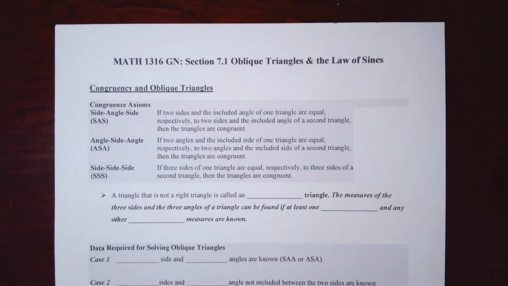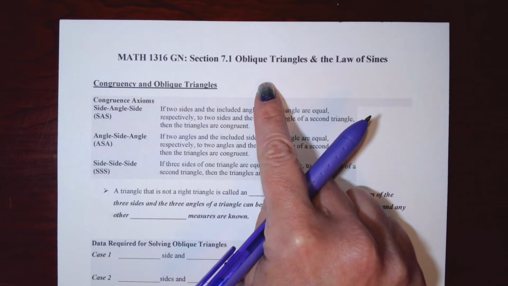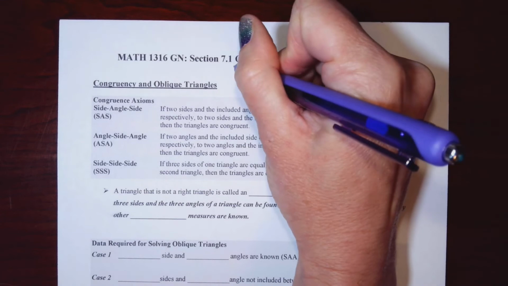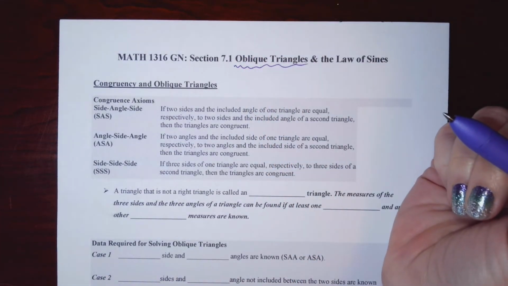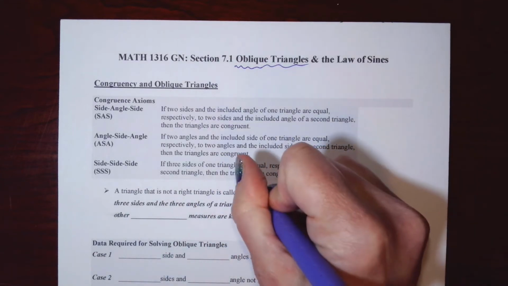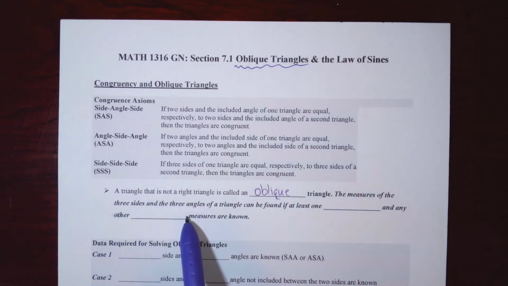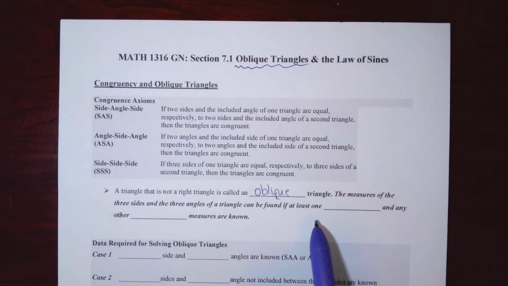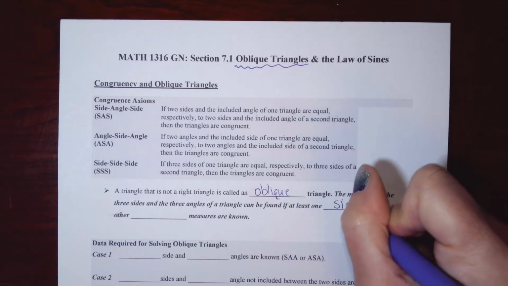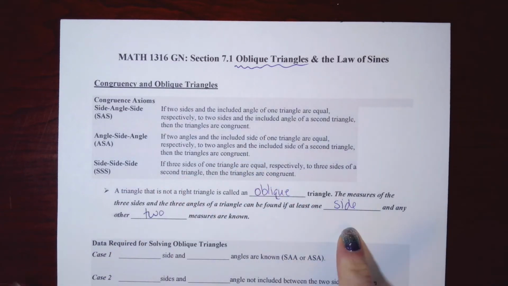As we move into our final unit, Chapter 7, Section 1, we're going to focus on oblique triangles. Any triangle that is not a right triangle is oblique. The measures of the three sides and the three angles of a triangle can be found if I know at least one side and any two other measures. So I have to have three pieces of information to solve an oblique triangle. One of those pieces of information has to be a side length.